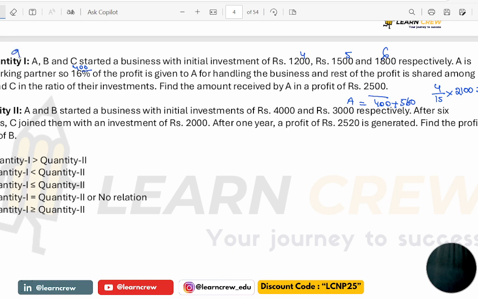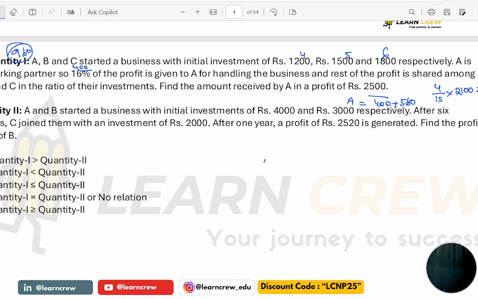Quantity 1 is 960. What about quantity 2? A and B started with the initial investments 4000 and 3000. After 6 months, C joined with an investment of 2000. After 1 year, a profit of 2520 is generated.